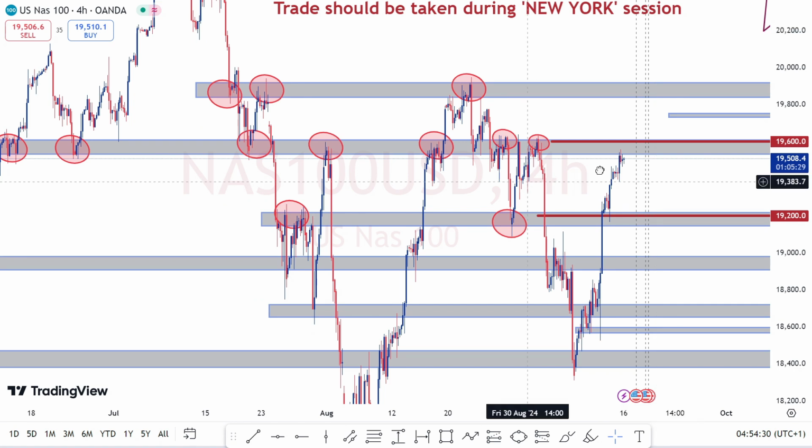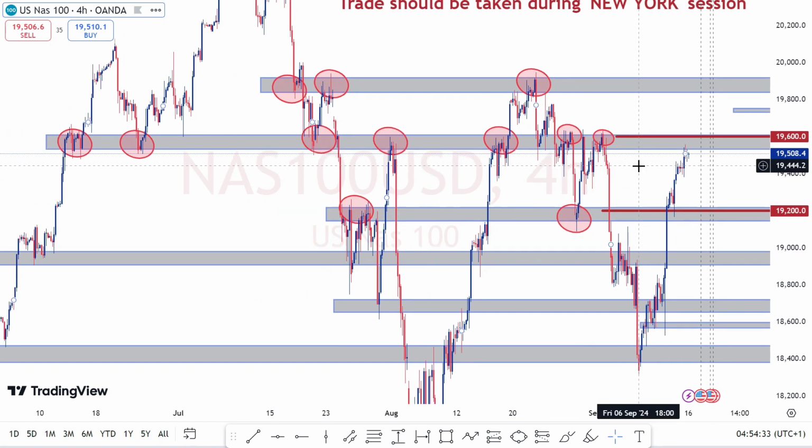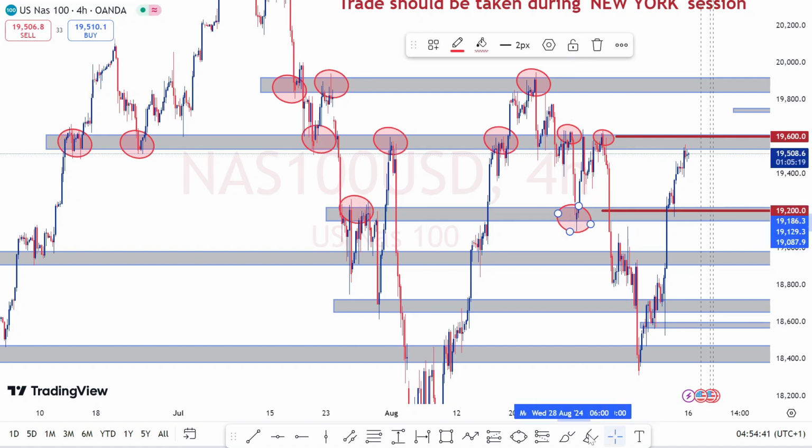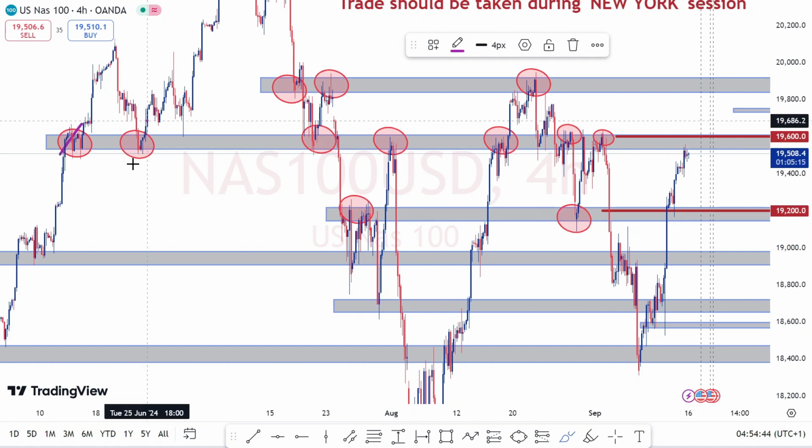Then for Nasdaq, as you can see, this is the area that has been marked and how price has been reacting there. Now look at this zone. You see how price has been reacting here, right? You see how price has been reacting around that area. Look at this area also. Price has been reacting. That's why I placed that circle there.